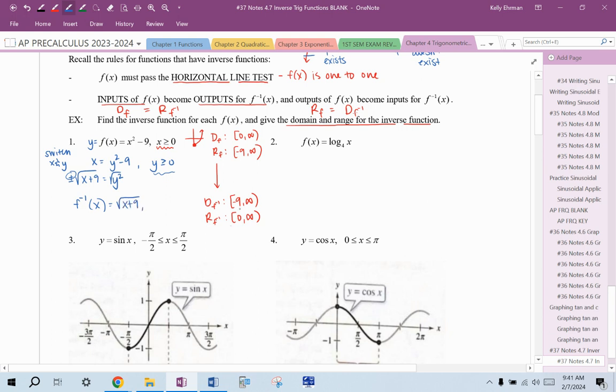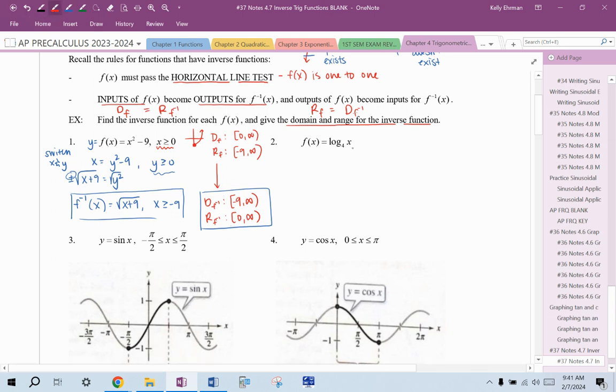And even though I wrote domain and range here, it's been a while since we thought about this, but every time we create a new function, remember we write the domain restriction. So square root of x plus 9 is only for x greater than or equal to -9, which I can get from my domain here, or thinking about the rules for square root functions, how we can only square root a positive. All right, so here's the f inverse equation, and here's the domain and range.